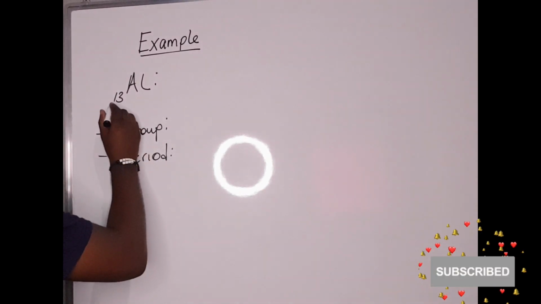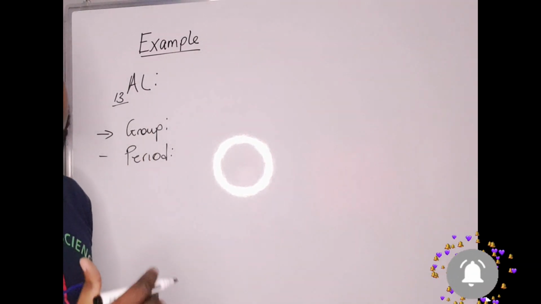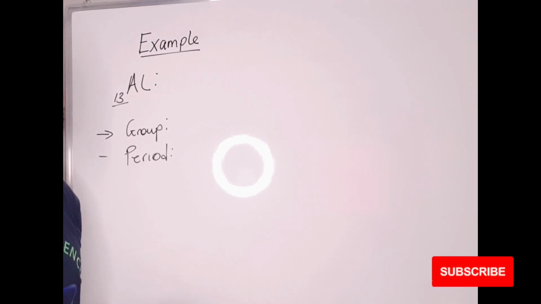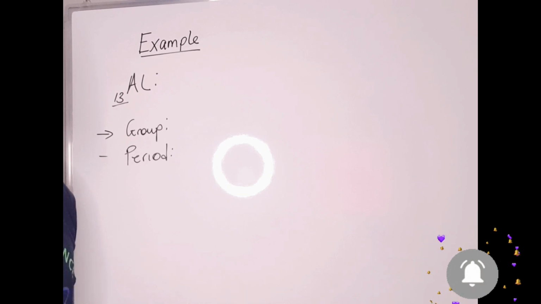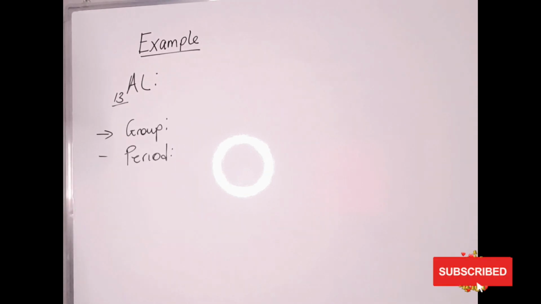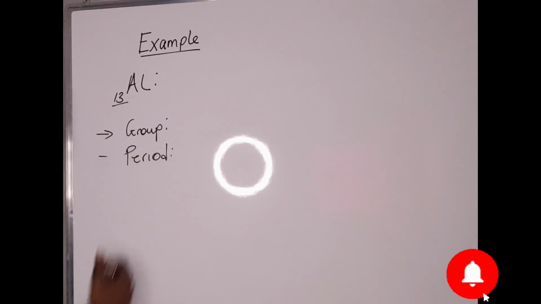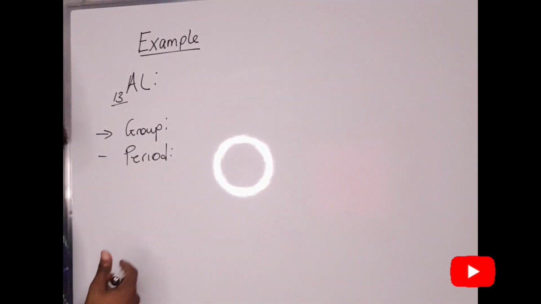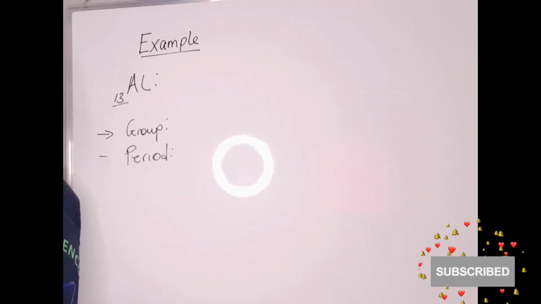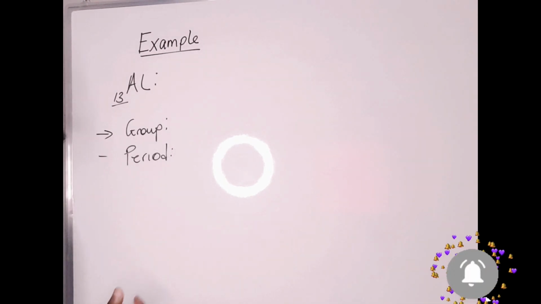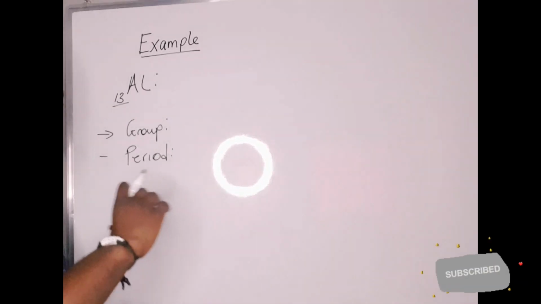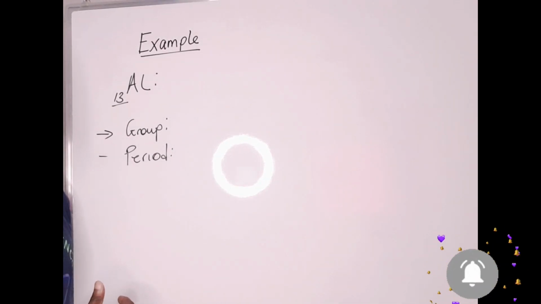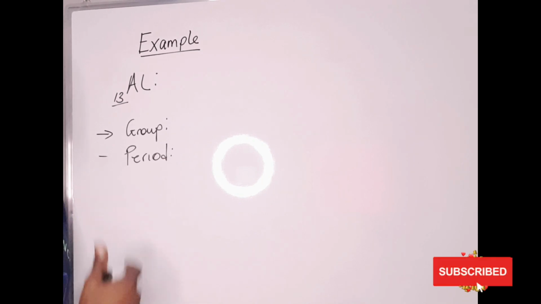So we look at this example, where we have aluminium. Here we want to find out the group for aluminium and as well as the period in which aluminium is found. In order for you to be able to determine that, first of all, you have to write the electron configuration for aluminium. The electron configuration will give us the number of shells that are occupied and as well as the number of electrons in the outermost shell.